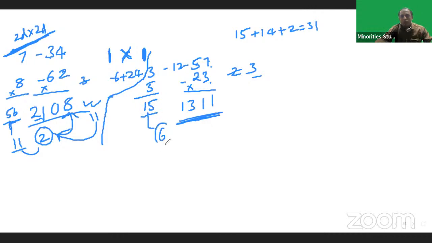1 plus 5 is 6. If the sum of all these digits is 6, then it is right. Otherwise, it is wrong. 1 plus 3, 4. Plus 1, 5. Plus 1, 6. Therefore, our answer is right. This method is known as the digital sum method. Clear? Any doubt? It is any two-digit number multiplied with another two-digit number.